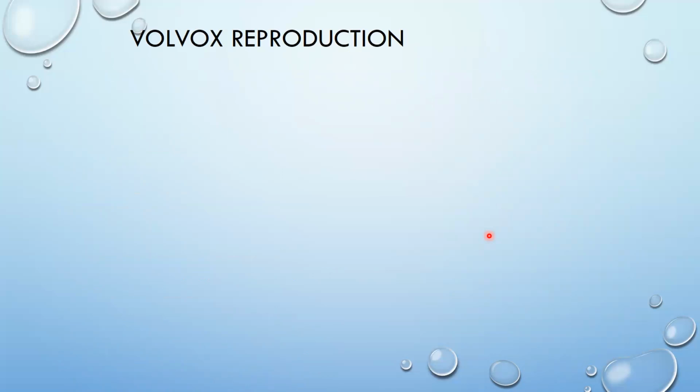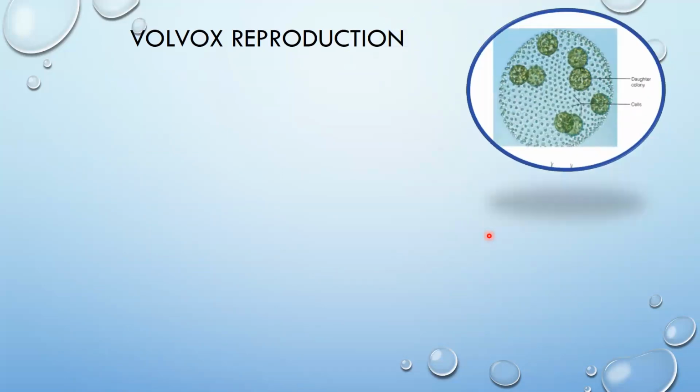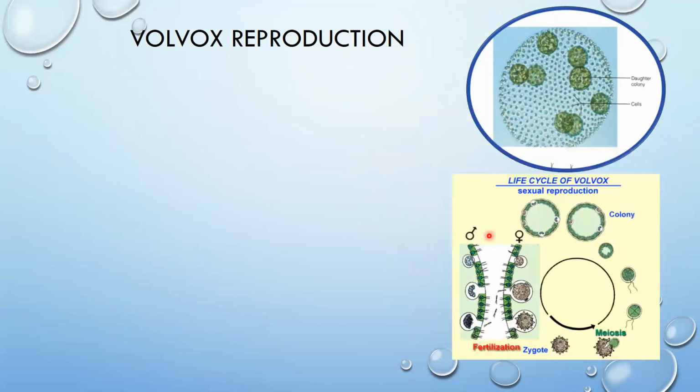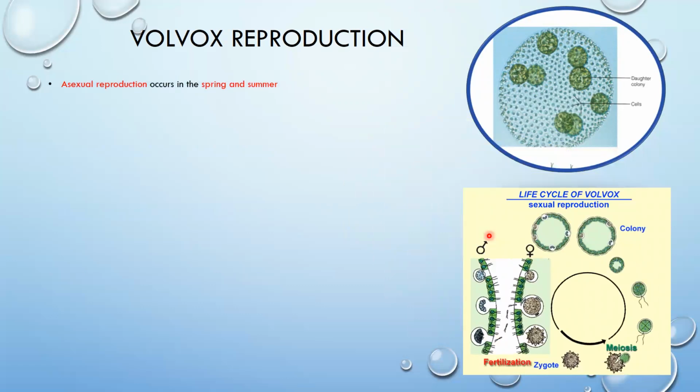Now we're moving towards the Volvox reproduction. It reproduces asexually as well as sexually. So first of all, asexual reproduction occurs in spring and summer. When the parental colony dies, it ruptures and releases the daughter cells.